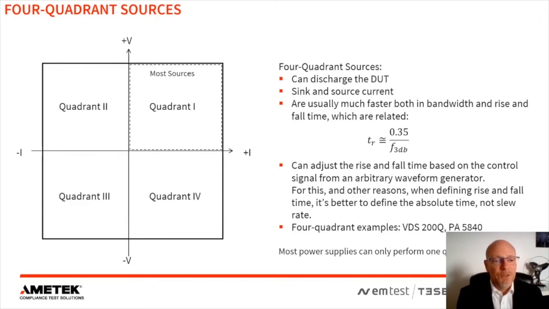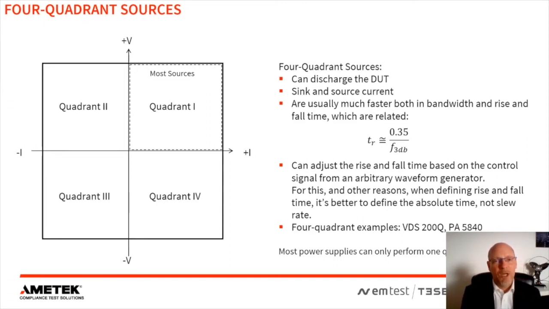There are also some other use cases. For example, quadrant 3 is negative current, negative voltage. If you had to do a reverse polarity test, that's possible only with a 4-quadrant source. And finally, you have negative voltage, positive current. So if you went from, say, -12 up to -8 volts, you would actually have positive current for a moment, but still negative voltage. So one of the main benefits of a 4-quadrant source is it can discharge the DUT.